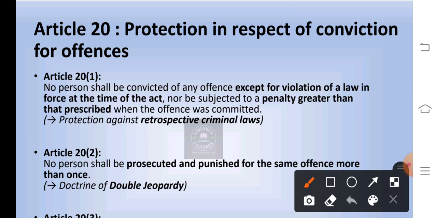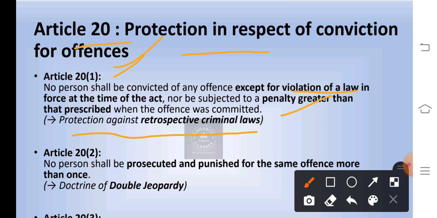Next is Article 20, which talks about protection in respect of conviction for offences. Article 20 Clause 1 talks about protection against retrospective criminal laws. Let us see the statement first. No person shall be convicted of any offence except for violation of law in force at the time of the act, nor be subjected to a penalty greater than that prescribed when the offence was committed.